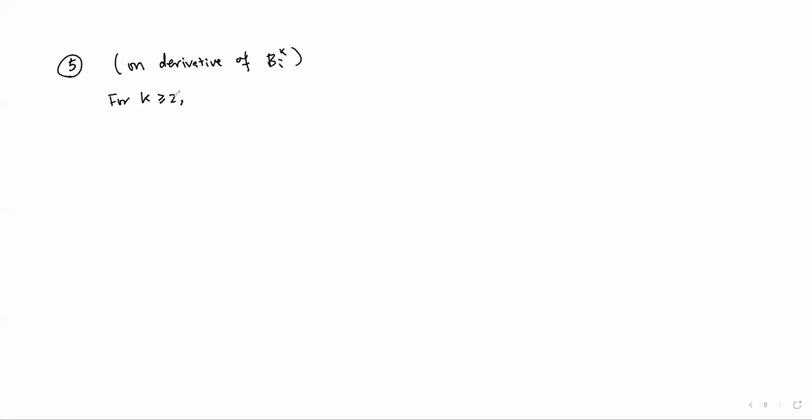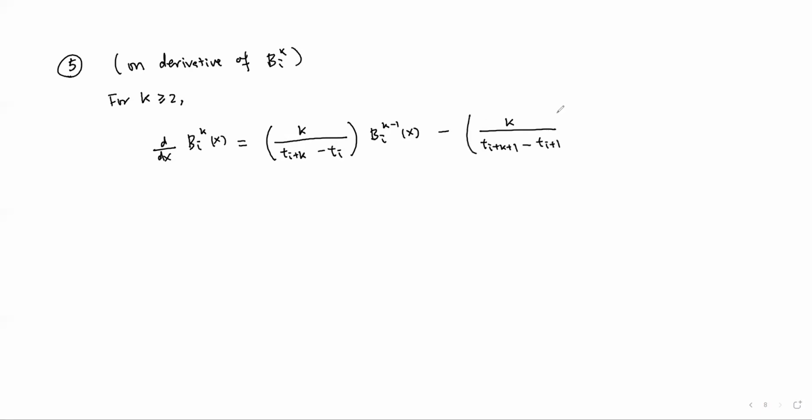So for k greater than or equal to 2, the derivative of B_{i,k}(x) is equal to k over (t_{i+k} minus t_i) times B_{i,k-1}(x), minus k over (t_{i+k+1} minus t_{i+1}) times B_{i+1,k-1}(x). This is for k greater than or equal to 2.